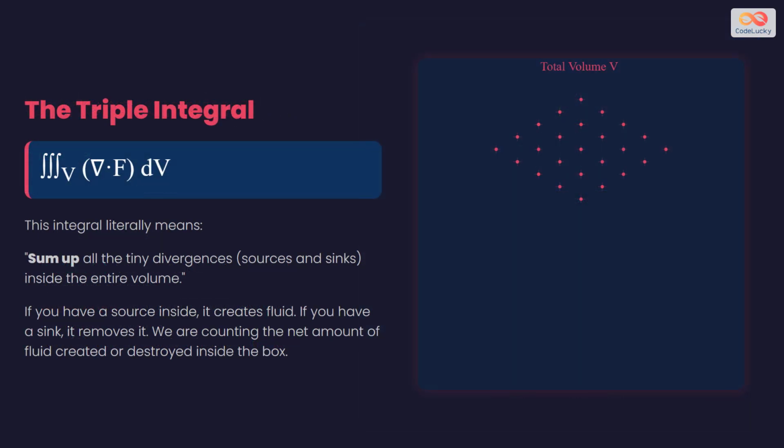The left side of our equation is the volume integral. It effectively asks us to go through every tiny point inside our box and add up all the little sources and sinks. We are calculating the net amount of fluid generation inside the entire volume.